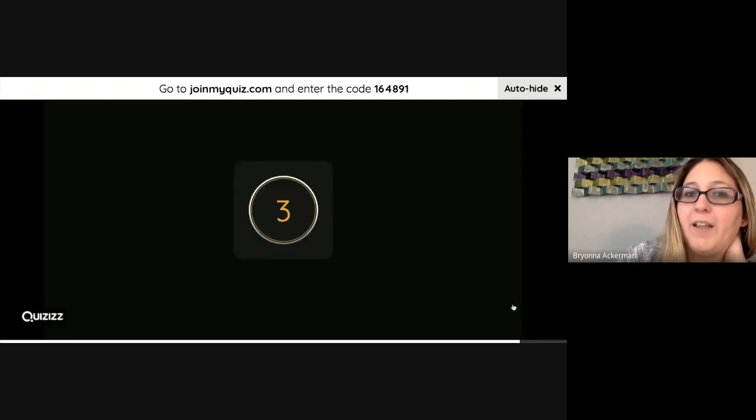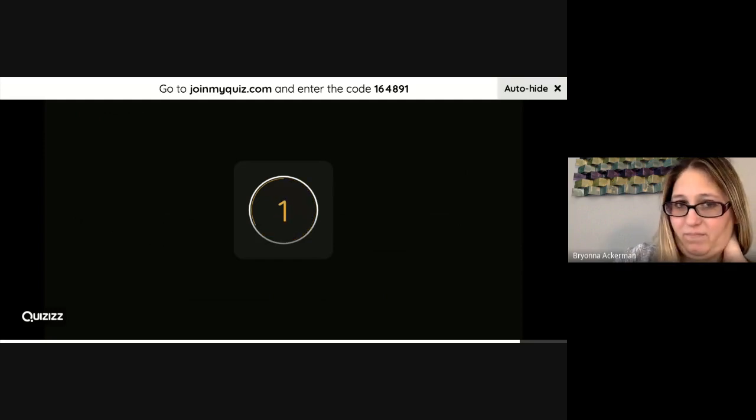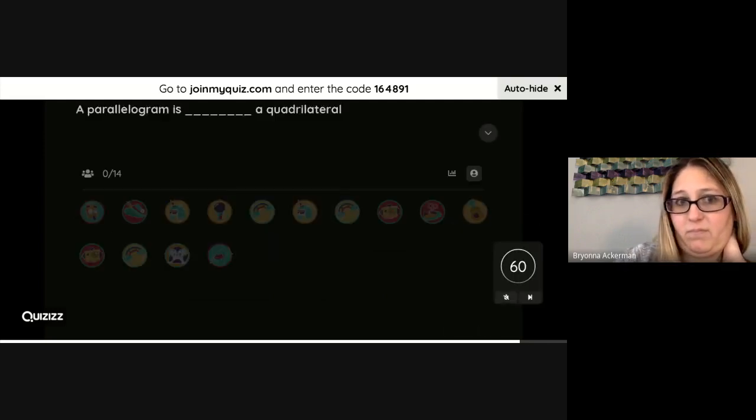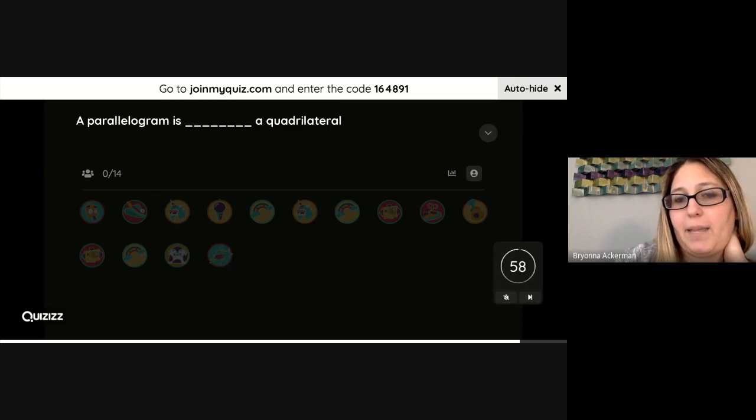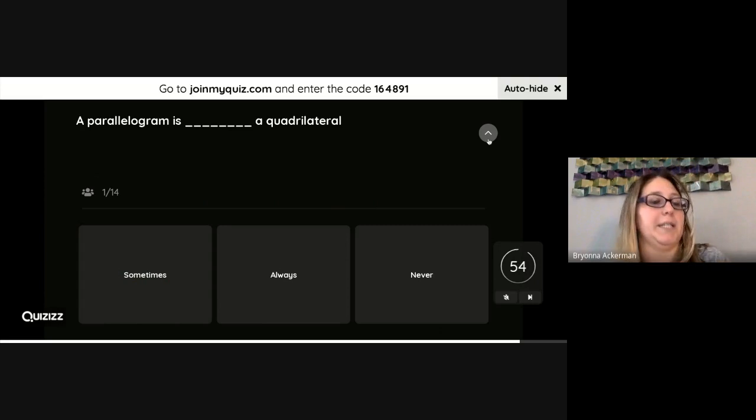Okay. Here's the next one. Okay, a parallelogram is blank a quadrilateral. So we want to know, is it sometimes, always, or never? So look at your tree diagram. It does tell you the order of things.